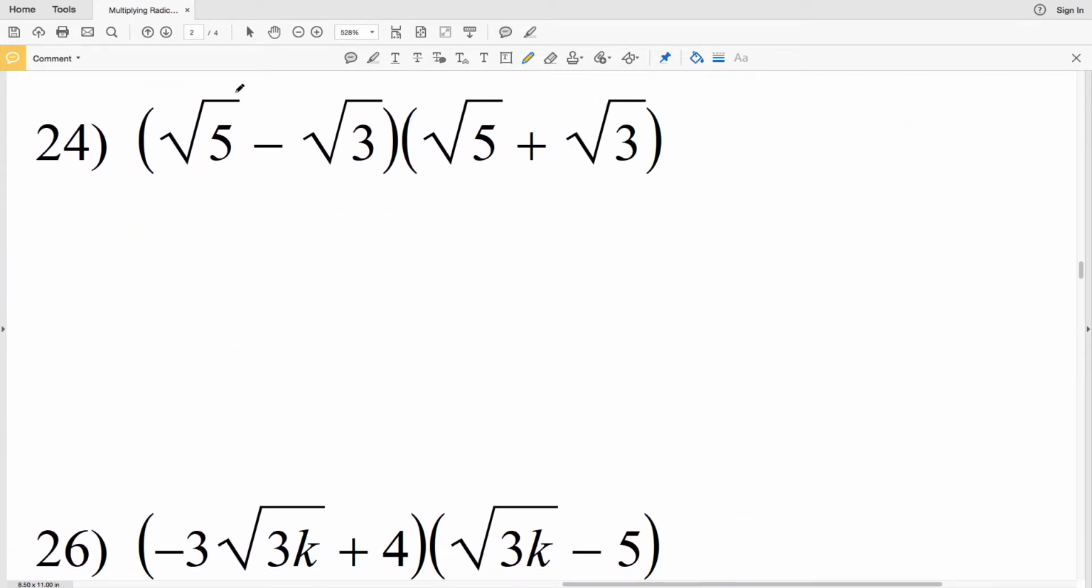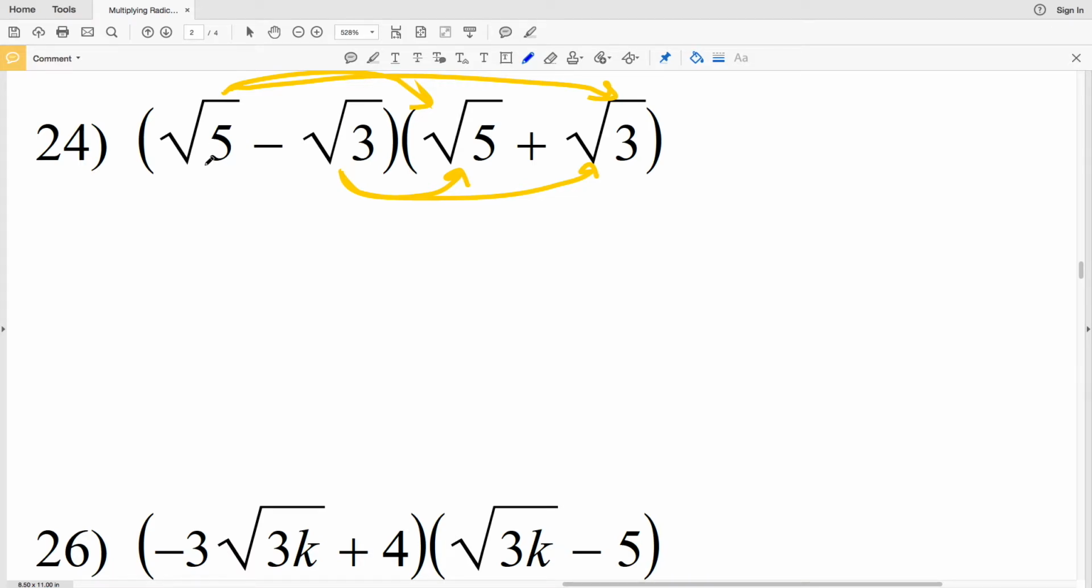In number 24, when FOILing, I'll multiply the square root of 5 by the square root of 5, the square root of 5 by the square root of 3, the square root of 3 by the square root of 5, and the square root of 3 by the square root of 3. And just to show you that you can keep subtraction within your problem, I'm not going to change this to adding the negative for this problem.